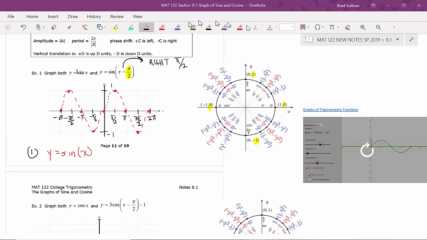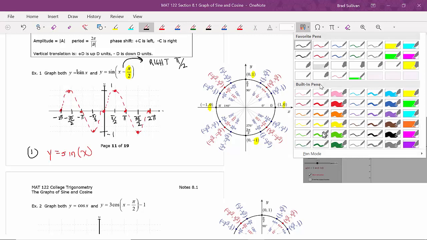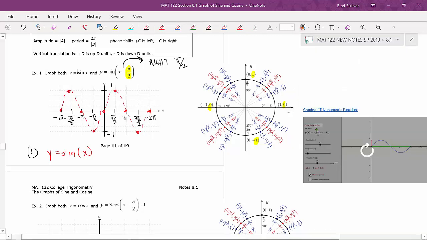So really, all in the world you've got to do on this problem is this. No tables of values or anything, just start anywhere you want to. I'm going to start here, and I'm going to move this point over here. I'm going to move this point pi over 2 like that. I'm going to move that point, and I'm going to move that point.